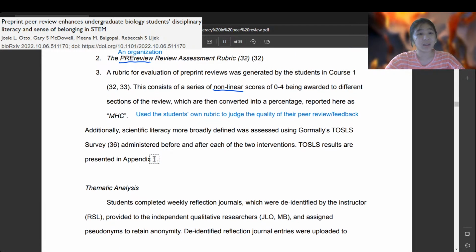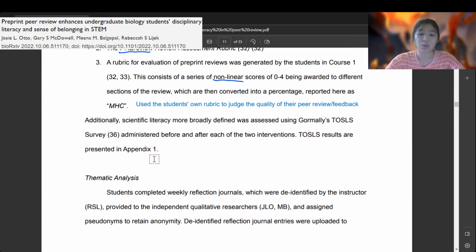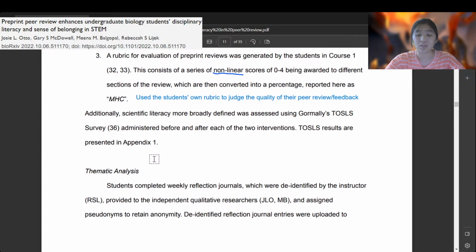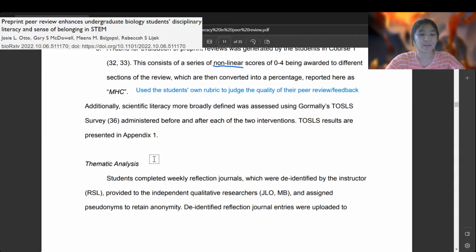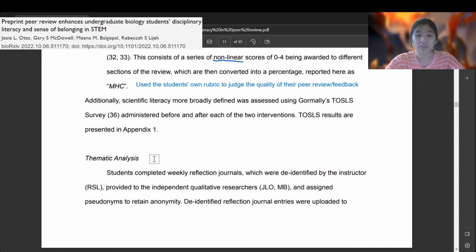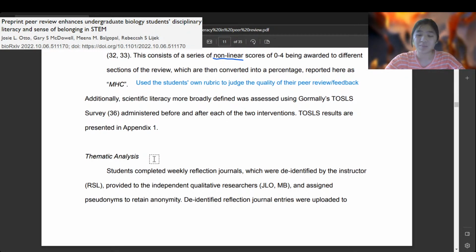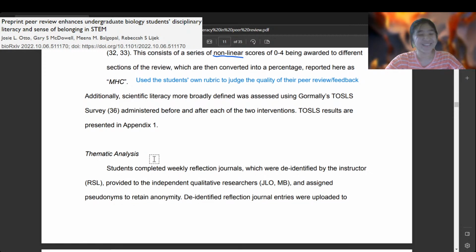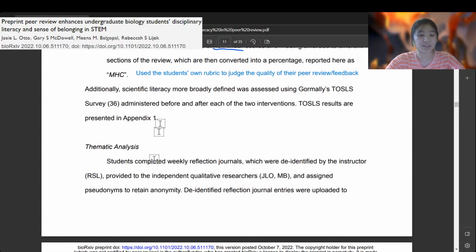Additionally, scientific literacy more broadly was assessed using Gormally's TOSLS survey administered before and after each of the 2 interventions. TOSLS results are presented in Appendix 1, and appendices are generally sections at either the end of a research article or in a separate PDF document that just have extra data.